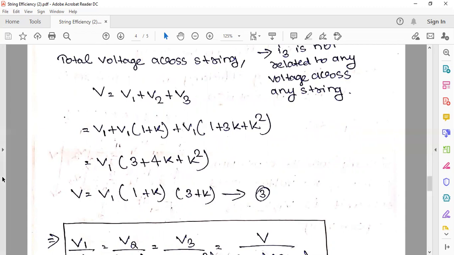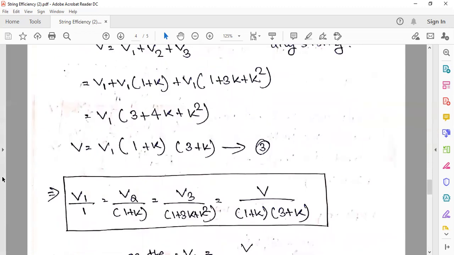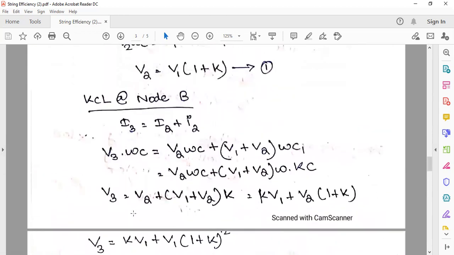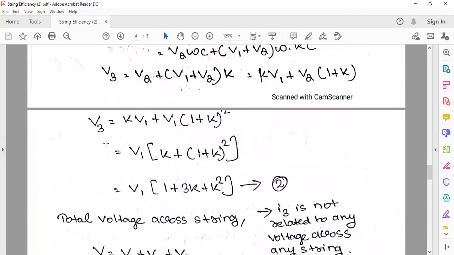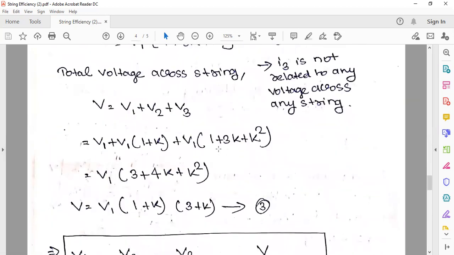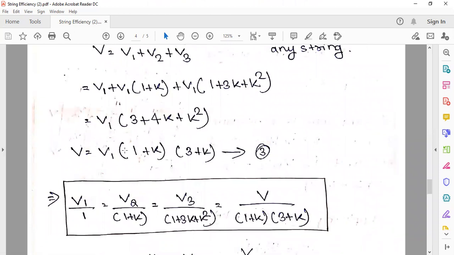That's it. So finally, we can write V1 by 1 is equal to V2 by 1 plus K. How V2 by 1 plus K? From here, V2 by 1 plus K is equal to V1, right? Similarly, V3 by 1 plus 3k plus k square, that's also equal to V1. Yes. And V by 1 plus k into 3 plus k, that's also equal to V1.